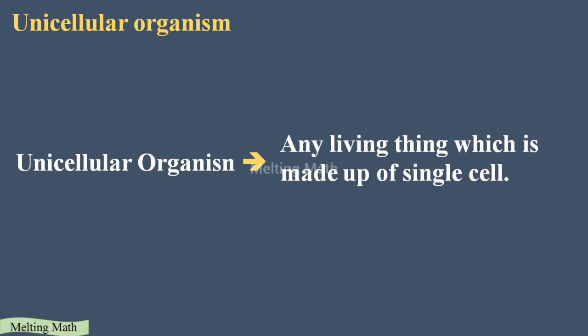A unicellular organism is made up of a single cell. It does all the activities like our human body, like digestion, respiration, reproduction and so on. Whatever living thing we cannot see with our eyes is called a unicellular organism. So let's see some examples.